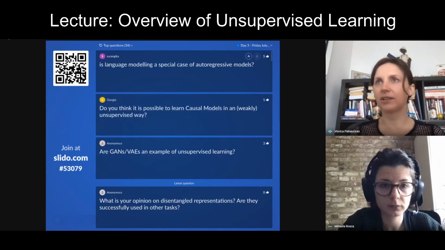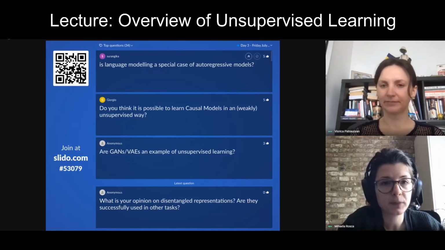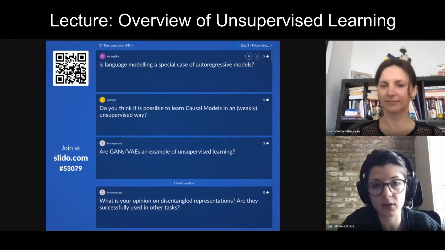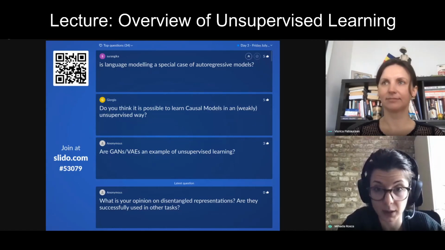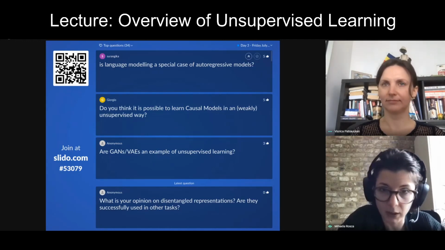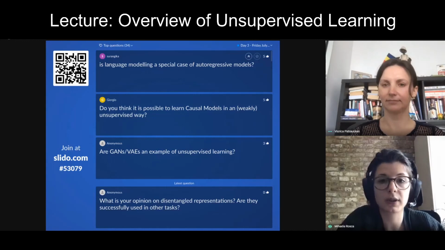Is language modeling a special case of autoregressive modeling? Yes. Well, in general, yes. Language models are often modeled autoregressively because autoregressive models are very suitable for sequential data. And you also don't want to restrict yourself to assuming a particular sentence length. So autoregressive models are very, very flexible like that.